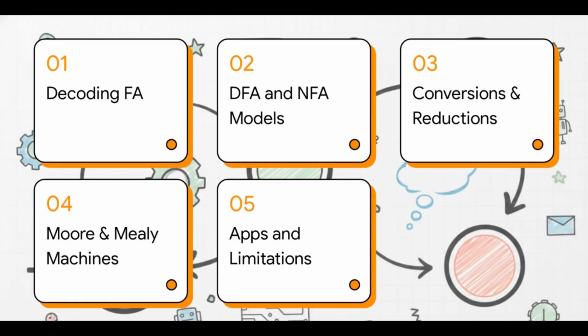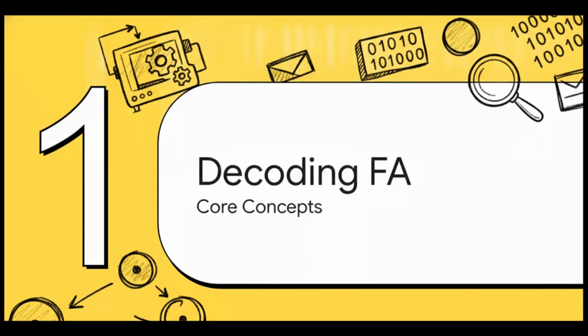So here is our roadmap for today's analysis. First, decoding finite automata. Second, DFA and NFA models. Third, conversions and reductions. Fourth, Moore and Mealy machines. And finally, applications and limitations. Okay, starting off with section 1, decoding finite automata.